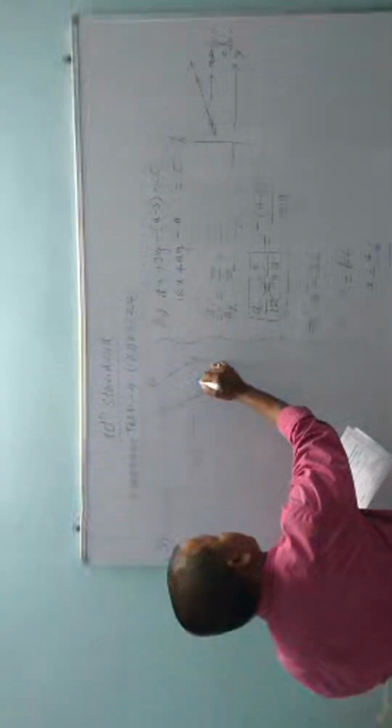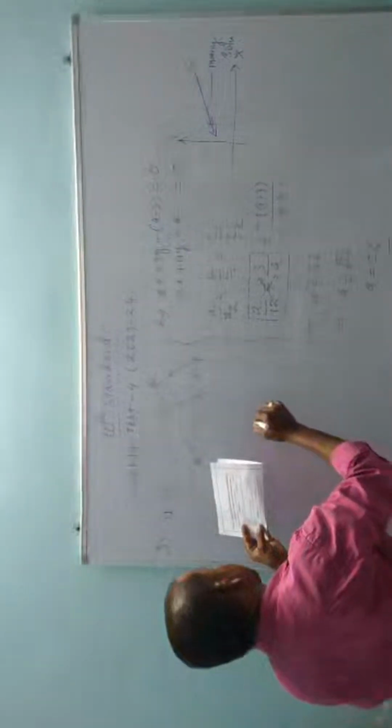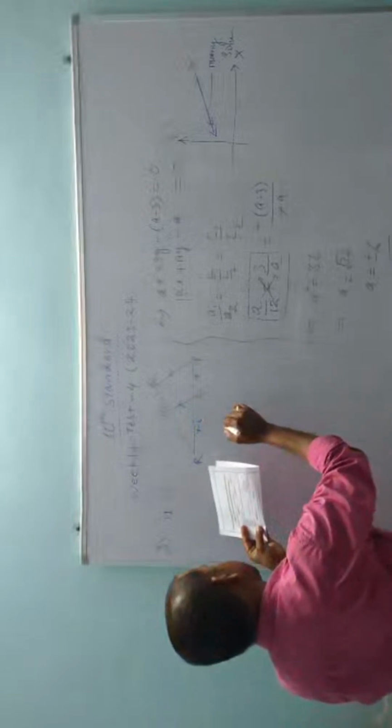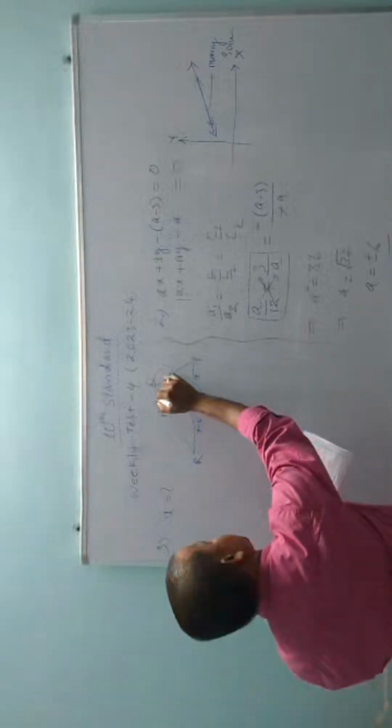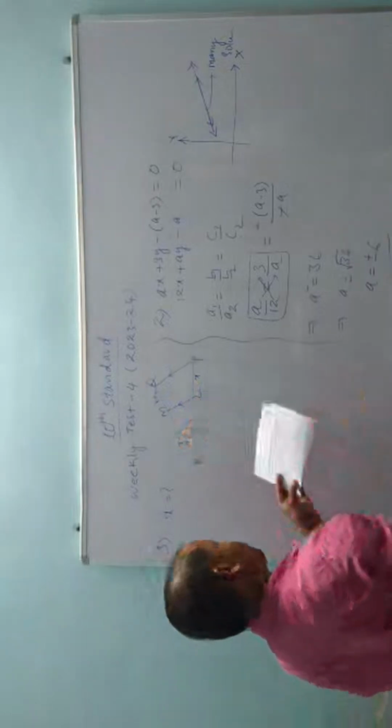Then PL is equal to x, so this length is x. LR is equal to x minus 2. Next, QM is equal to x plus 2, and MR is equal to x minus 1. So in this case, we have to find the x value.